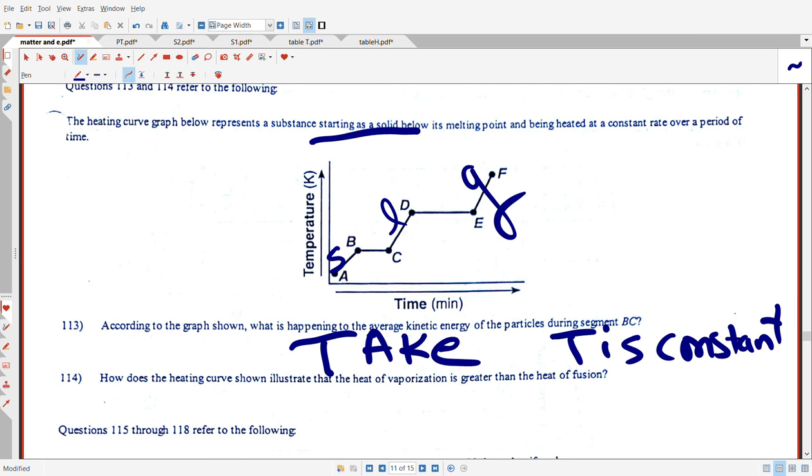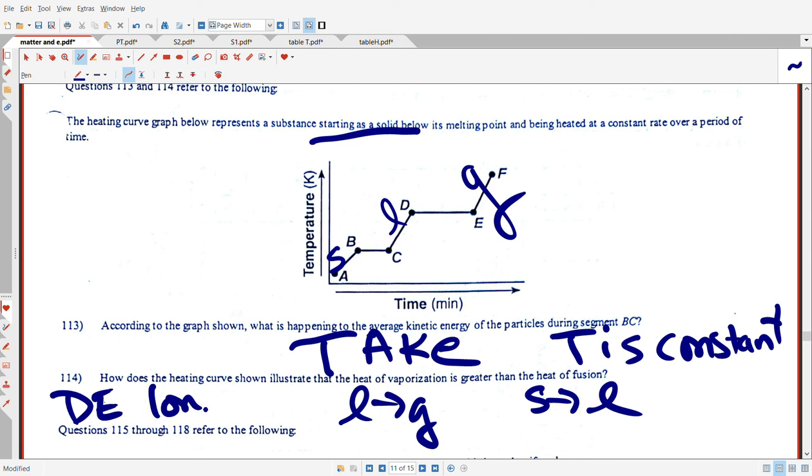How does the heating curve illustrate the heat of vaporization is greater than the heat of fusion? Well, heat of fusion is solid to liquid. Vaporization is liquid to gas. And if you see DE is a longer line, that's how you show that it's greater. It has a longer line than that line.